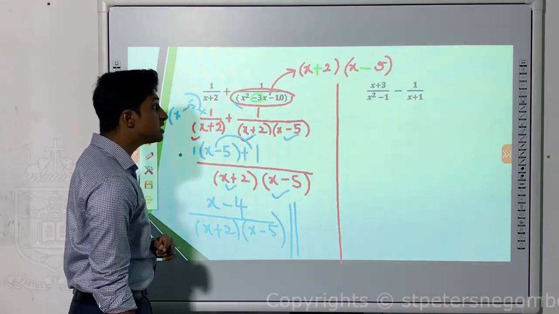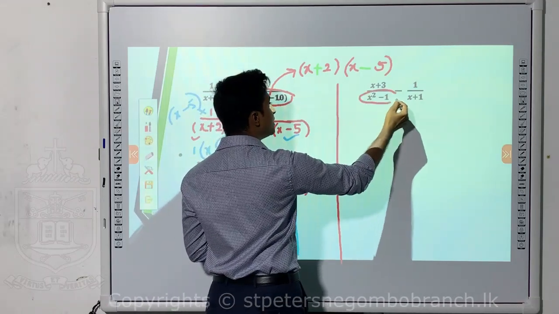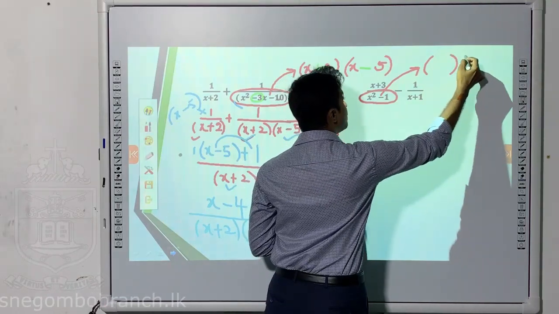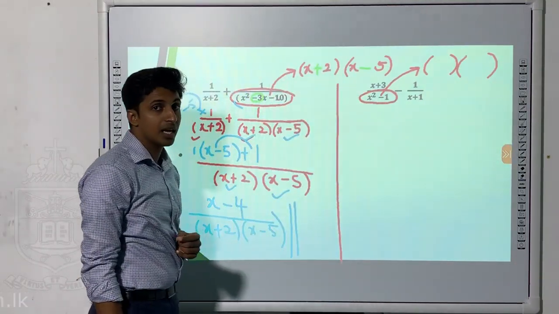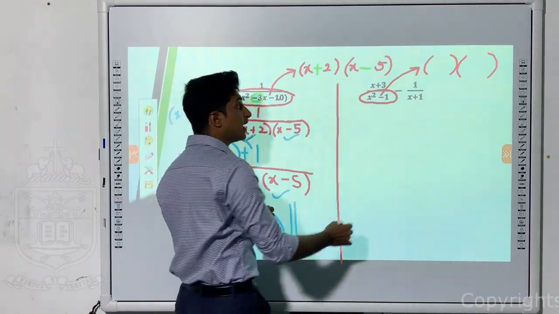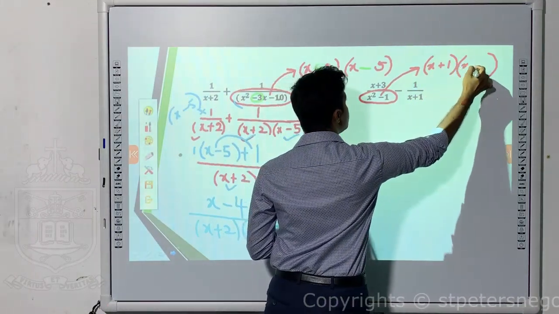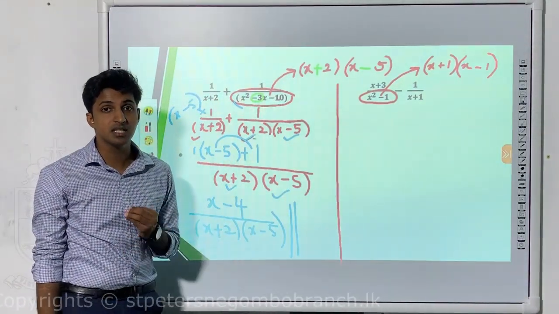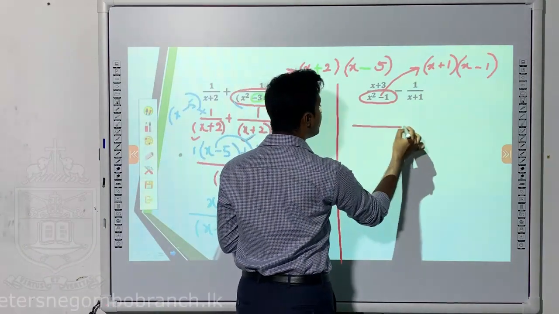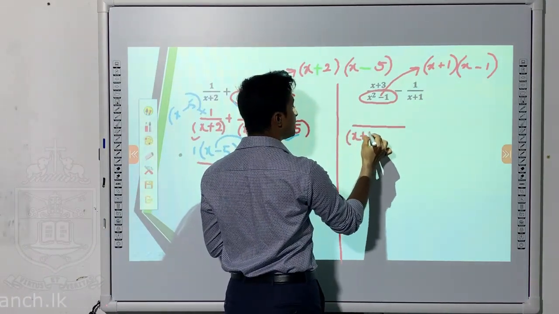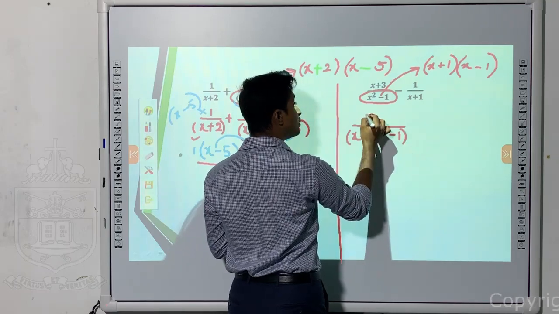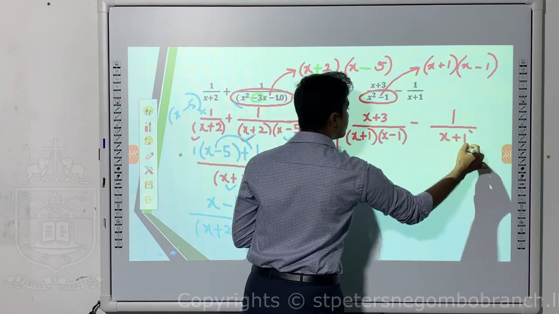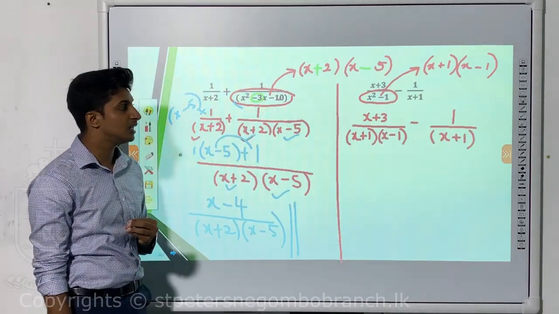Now in this question, you must observe you have another factorizable term. That is x squared minus 1. X squared minus 1 is a difference of two squares that I can break as x plus 1 times x minus 1. Now I can redo this expression like this, x plus 1, x minus 1 over x plus 3 minus 1 over x plus 1. I can redo the question in that way.